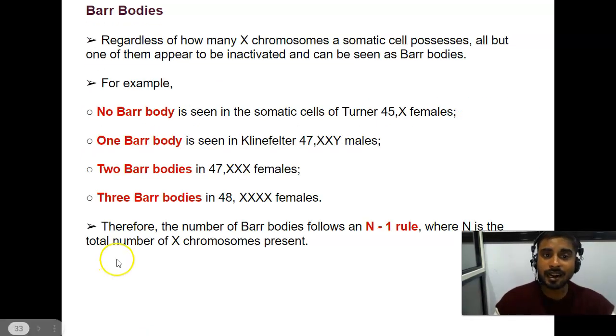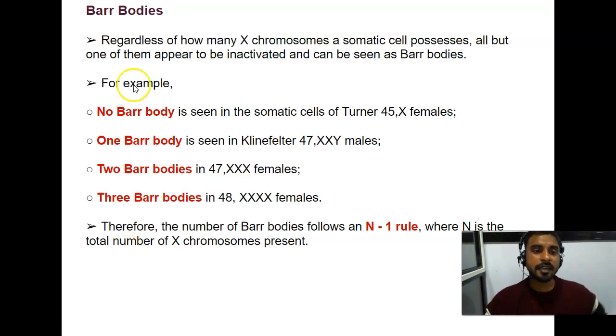So these Barr bodies form regardless of how many X chromosomes you have in the somatic cell. As we have discussed, there are diseases like Klinefelter, and other diseases like Turner syndrome, where you have only one X chromosome, or two, or three, or four X chromosomes. Regardless of the number of X chromosomes, only one X chromosome is going to be expressed, and the other X chromosomes are going to be inactivated. For example, here you can see that in the first one, no Barr body is seen in the somatic cell of Turner syndrome.